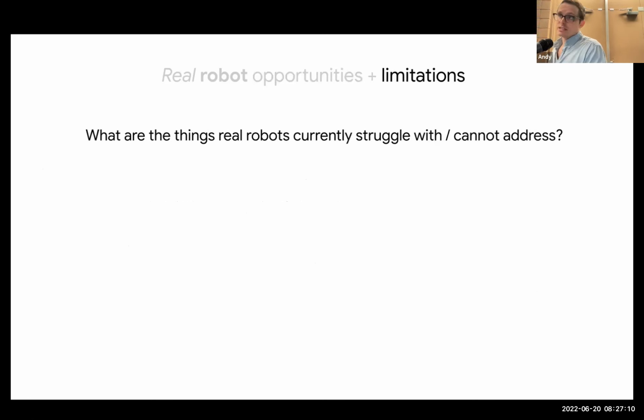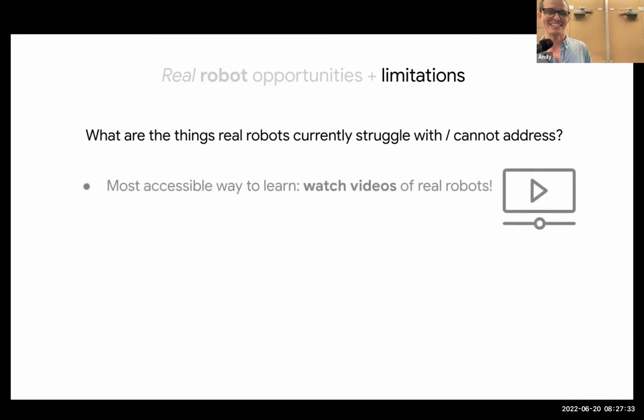On the limitation side, what are things that real robots currently struggle with or can't address? I think for people maybe new to robotics, especially because I love sci-fi, it's funny, because I'm a robotics researcher, but I don't know how old I was when I realized that C-3PO was a man in a costume. You know what I mean? I don't know exactly what the number was, but it was at least double digits probably. Let's put it that way.